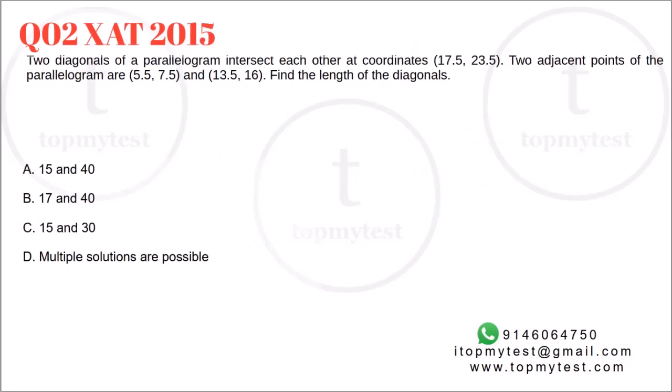The second question is from XAT 2015. It says two diagonals of a parallelogram intersect each other at coordinates 17.5 and 23.5. Two adjacent points of the parallelogram are 5.5, 7.5 and 13.5, 16. Find the length of the diagonals.